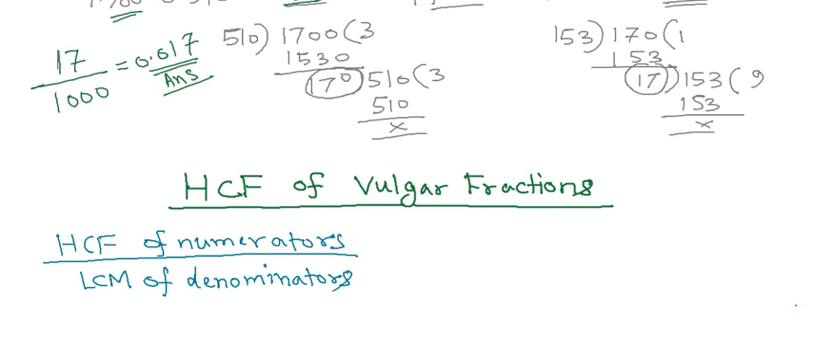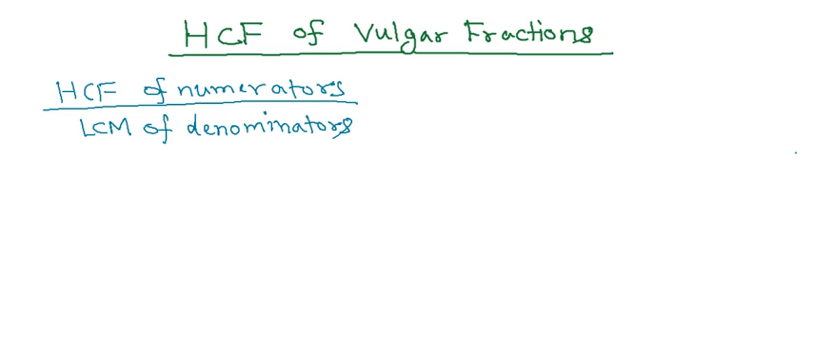Now let's see how to find out HCF of vulgar fractions. Vulgar fractions means fractions which can be represented as numerators and denominators, for example, like 3 by 4. This is a vulgar fraction. So in order to find out the HCF of vulgar fractions, what we have to do is HCF of numerators by LCM of denominators. This is called the numerator and this is the denominator.